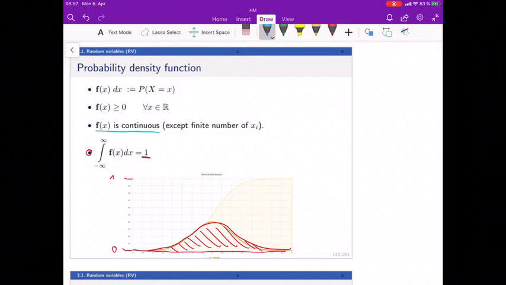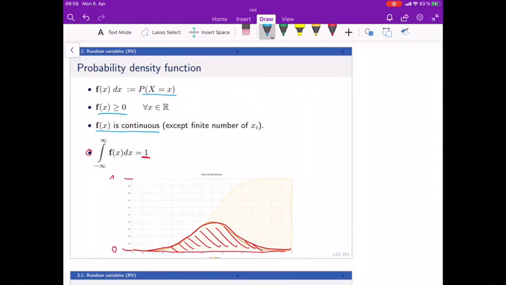You're just not allowed to use super ugly functions. Everything that you can draw with your pen and normally imagine will be fine. Yeah, it just can't be too scattered, like a fractal or something. And yeah, it needs to be positive and the probability needs to exist.